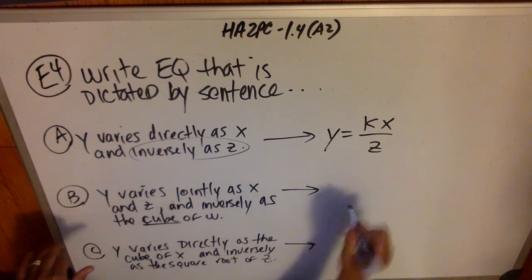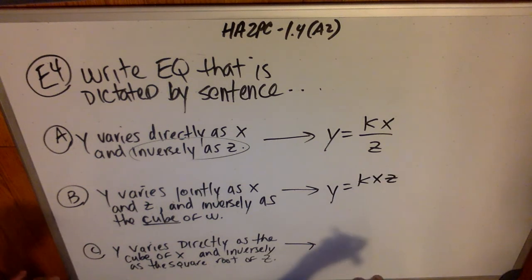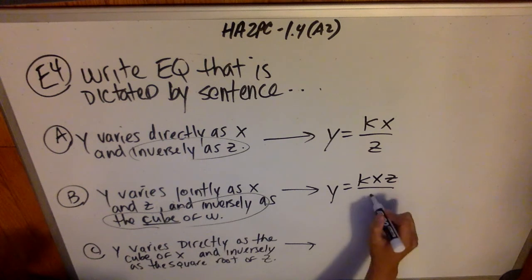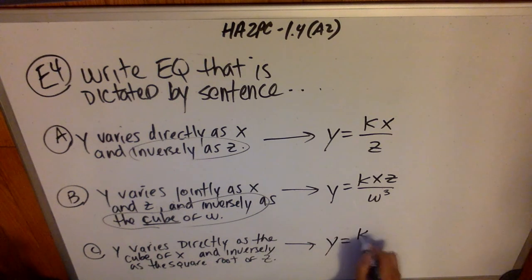Y varies jointly as x and z. Well, jointly still means goes on top, so x and z go with the k on the top. And inversely as the cube of w means a w cubed goes on the bottom. Lastly, y varies directly as the cube of x. Remember, directly is still on top, so that'll be kx cubed. And inversely as the square root of z, well, the square root of z goes on the bottom. And that's really it.